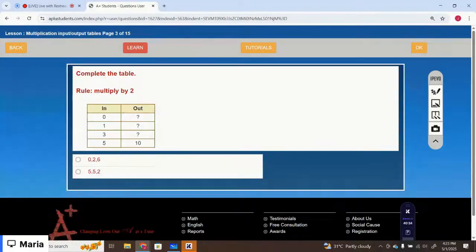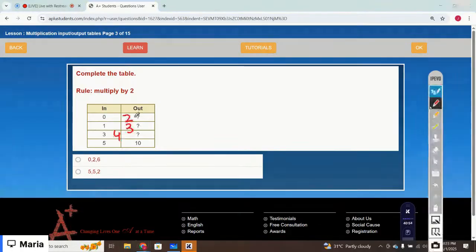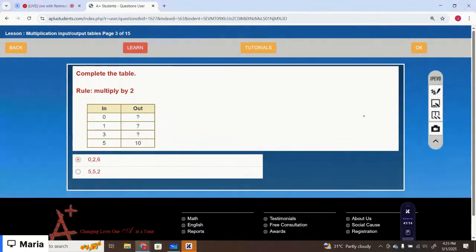Complete the table. Multiply by 2. You need to multiply the input values by 2 to calculate the output values. So that is, okay, 0 times 2 is 0, 1 times 2 is 2, 3 times 2 is 6, and 5 times 2 is 10. So the missing values are 0, 2, and 6. Option number 1 is the correct option, that is 0, 2, 6.